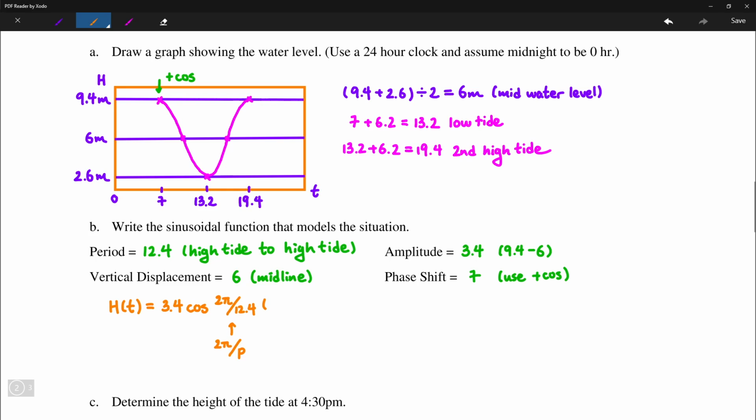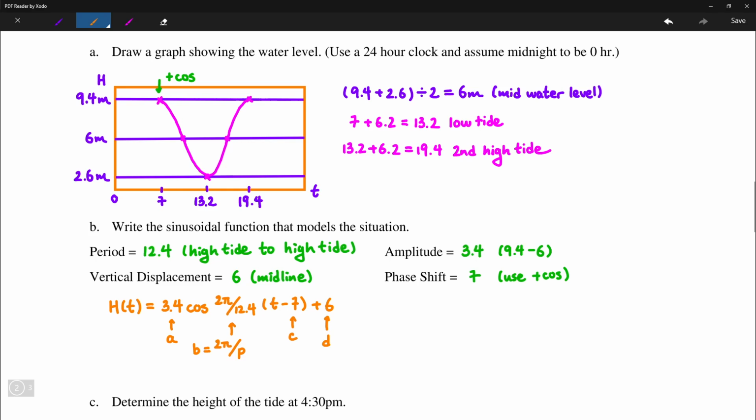And then from there, we have the phase shift. It was t minus 7, and finally plus 6. So again, this is the a value, 2 pi over b, which is equal to the b value. The phase shift is the c value, and the d value is the vertical displacement. So this is, of course, not the only way to write the equation.